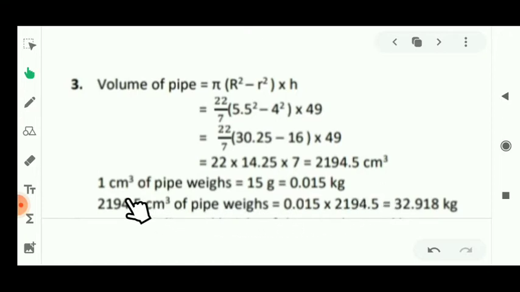In the last, the given value is that 1 centimeter cube of pipe weight is 15 gram. We can convert this value into kilogram, that is 0.015 kilogram, and this value is also given for the volume. So 2194.5 centimeter cube of pipe weight equal to 0.015 into 2194.5. That means 32.9175 kilogram. Let's see the next question.